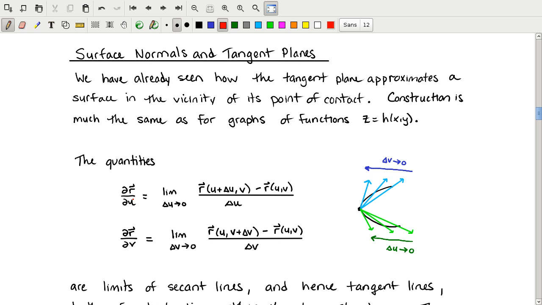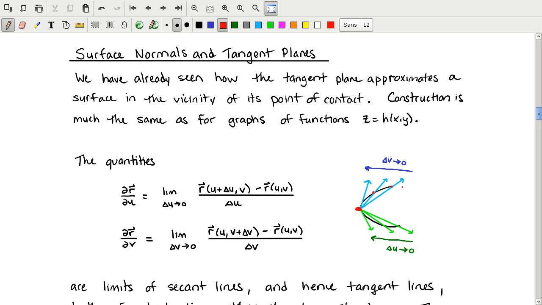So consider dr du. It's the limit as delta u approaches 0 of r of u plus delta u minus r of u, for some fixed v, divided by delta u. What are those objects? If I have here a point r of u and v, and I change u by a small amount, I get some other point, and the difference between those points is a vector in this direction. That is a secant vector. If I now reduce the size of delta u, I get another vector, and as I continue reducing the size, I get a vector that is in fact tangent to the surface.